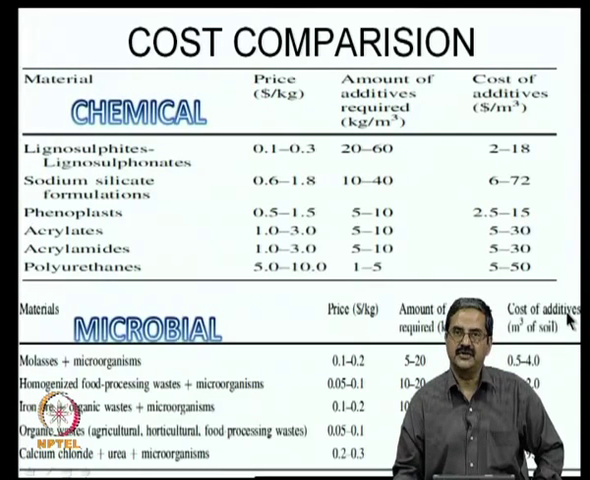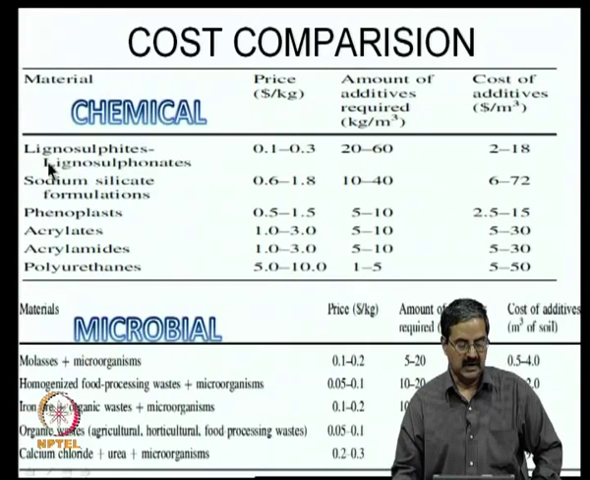There is a cost comparison given in the paper that I just read. When you look at chemical grouting, you have lignosulfides, sodium silicate formulations, phenoplasts, acrylates, acrylamides, polyurethanes. The price is a little high here, say 0.1 to 0.3, and polyurethanes are the highest. The amount of additive required is given in kg per meter cube, and the cost of additives is also given in dollars.